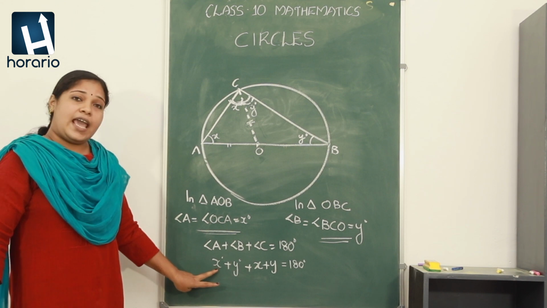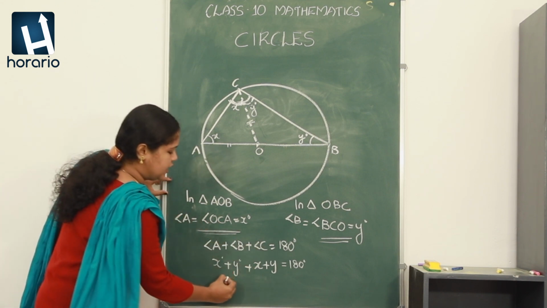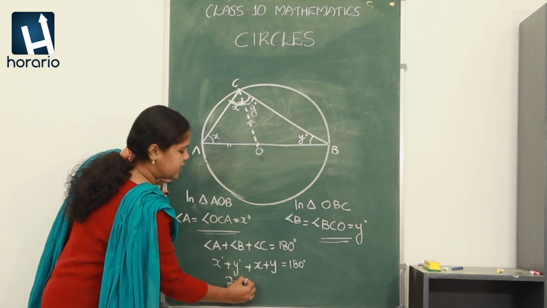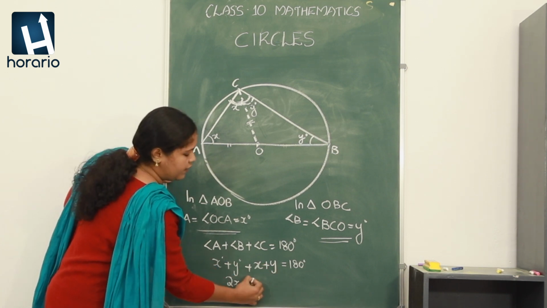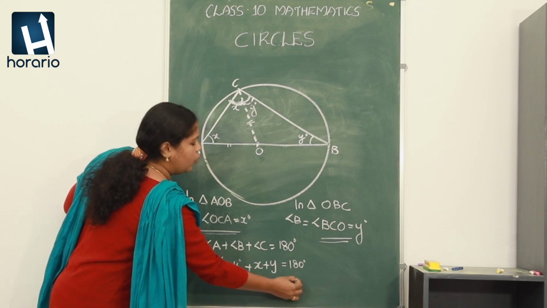Now try to prove: x plus x, what is the value? It is equal to 2x. Then y plus y, what is the value? 2y. So 2x plus 2y is equal to 180 degree.